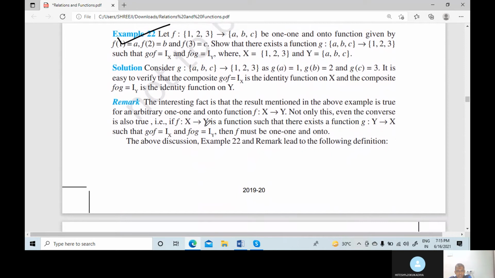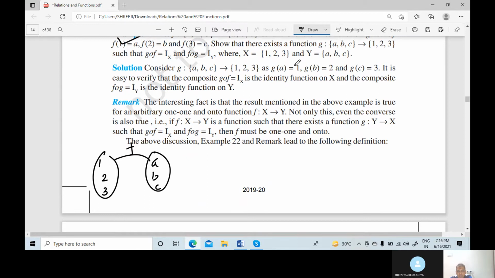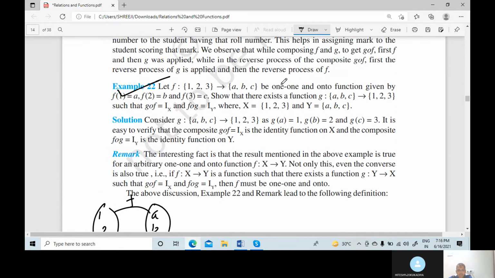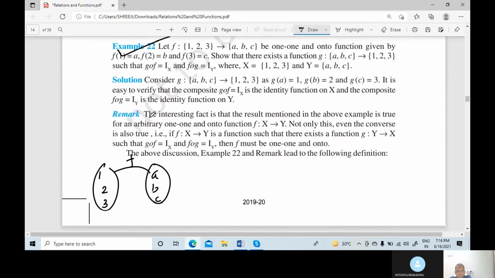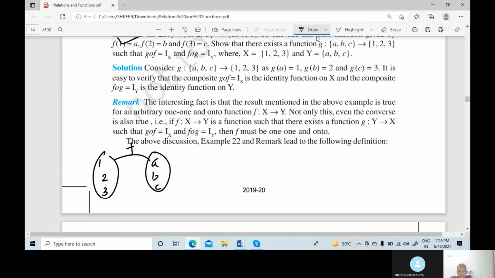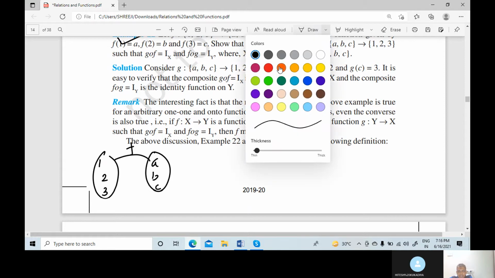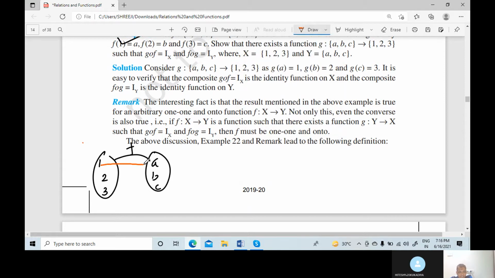Look at the question here. F is the function from 1 to 3. Here we calculated example 22. Very easy. Now we draw the ray diagram. First function F. The domain is 1, 2, 3 and the codomain A, B, C. F is one-one and onto, already given, by F1 equal to A. F1 answer A, F2 answer B, F3 answer C.